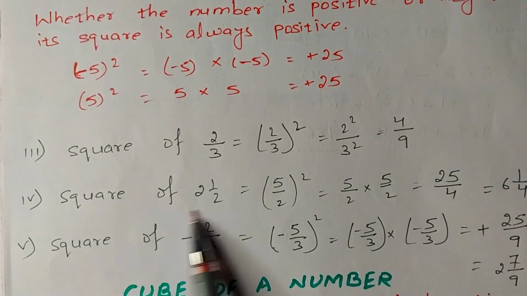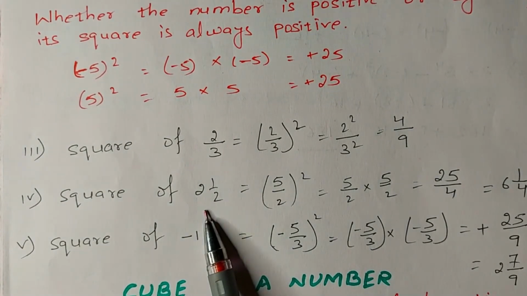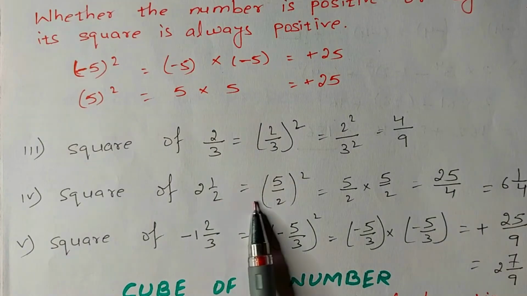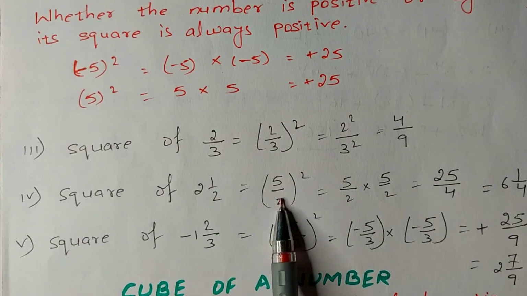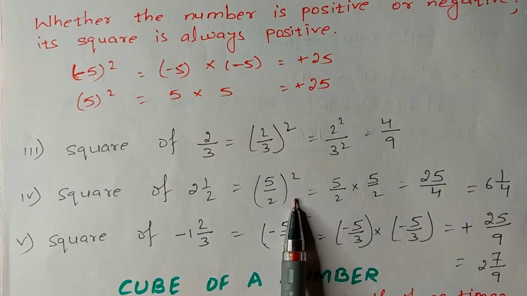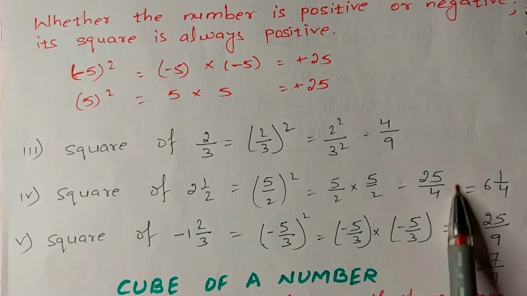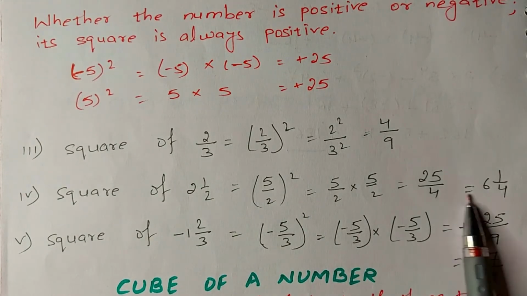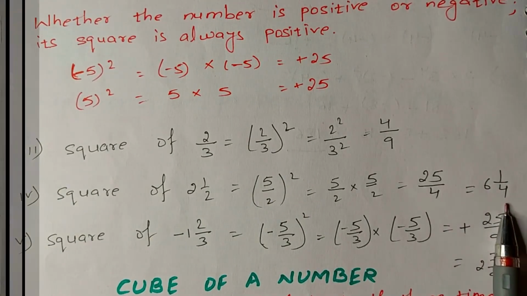Here is one more example, 2 1 by 2. 2 1 by 2 is a mixed fraction. Convert this into an improper fraction: 5 by 2. Then 5 by 2 whole square is 5 by 2 into 5 by 2, that is 25 by 4, so 6 1 by 4.